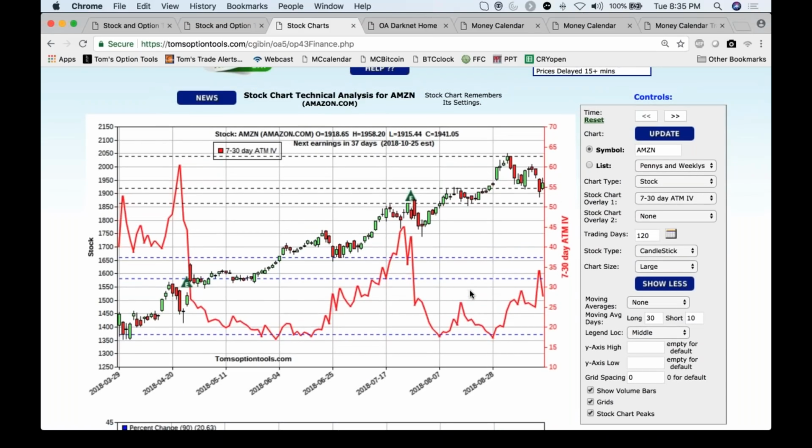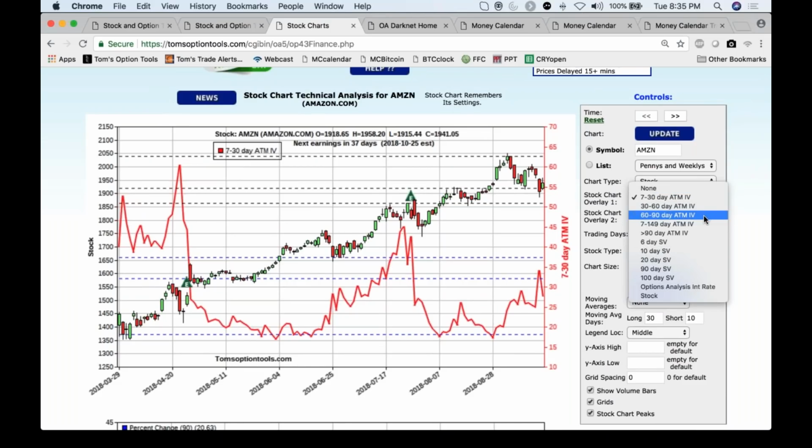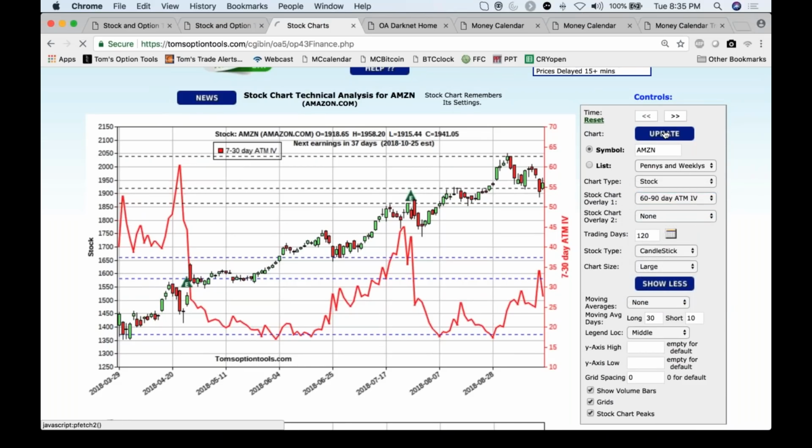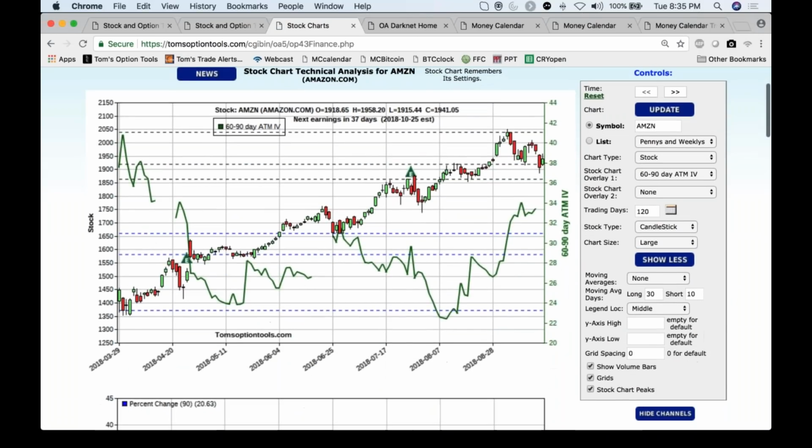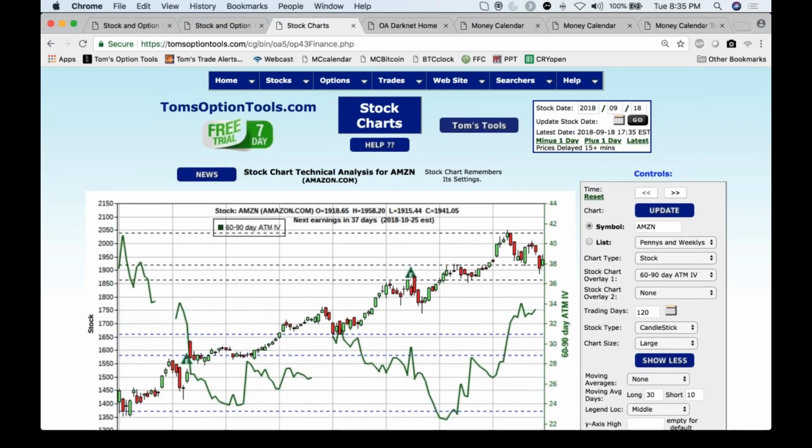I could do a number of different things here. Let's say you're looking at 90-day options. Well, then you want to use the 60 to 90-day implied volatility and just update the chart, and it's going to bring up the 60 to 90-day IV, which is going to be slightly different. Let's say you want to say, screw all this, just give me all the cheap stocks and all the expensive ones. Well, we've got that covered for you too.